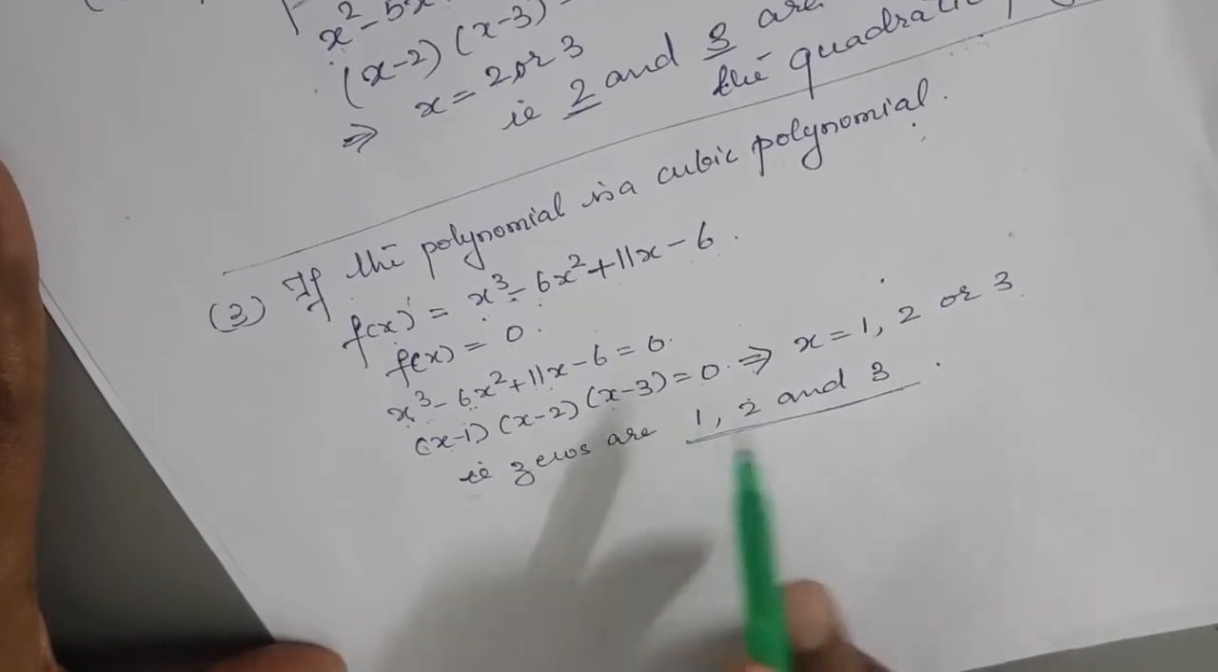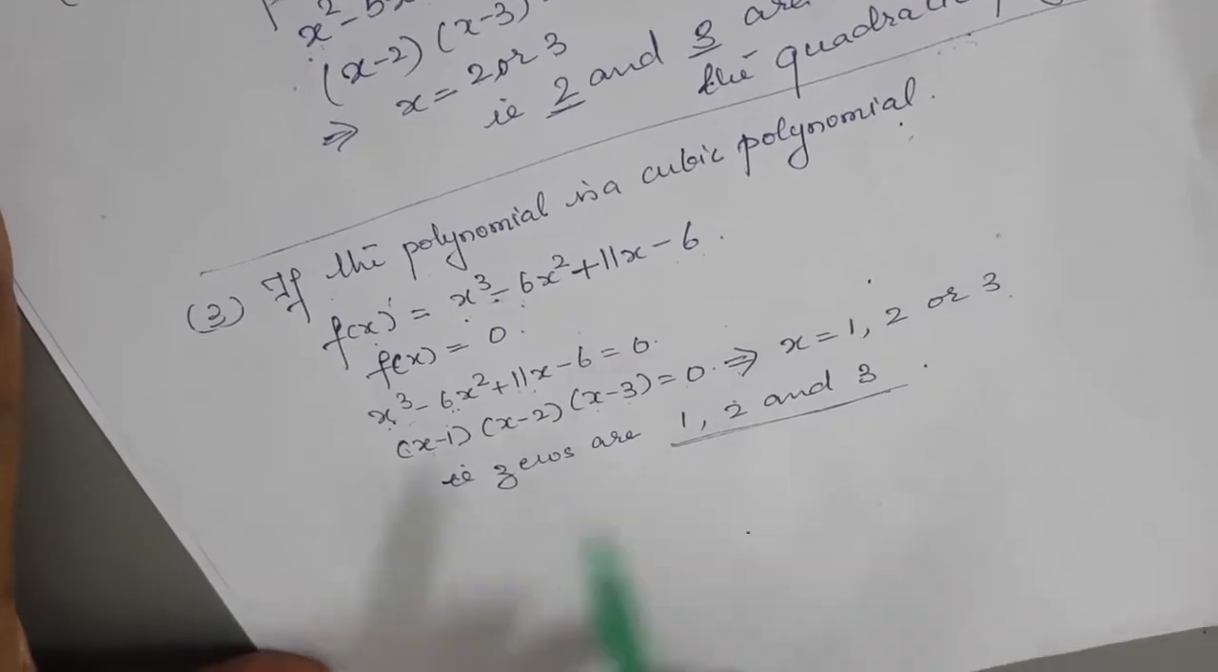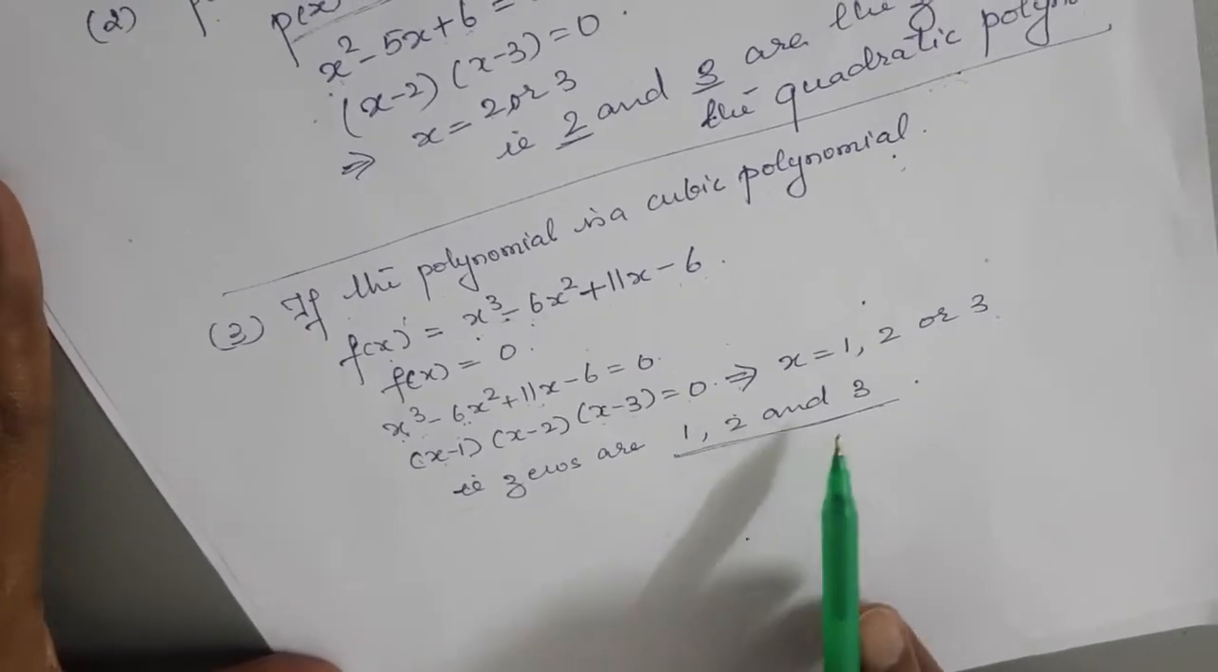So what does it imply? Either x is equal to 1, 2 or 3, and hence the zeros are 1, 2 and 3.